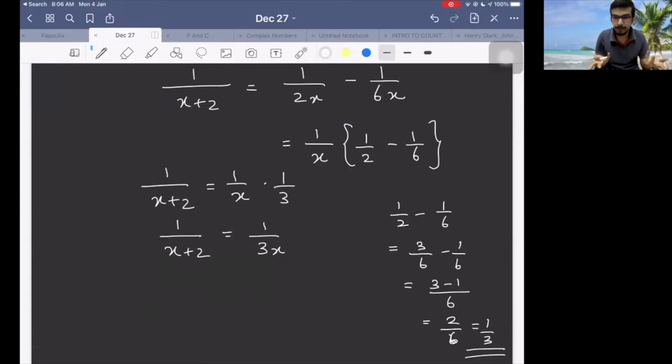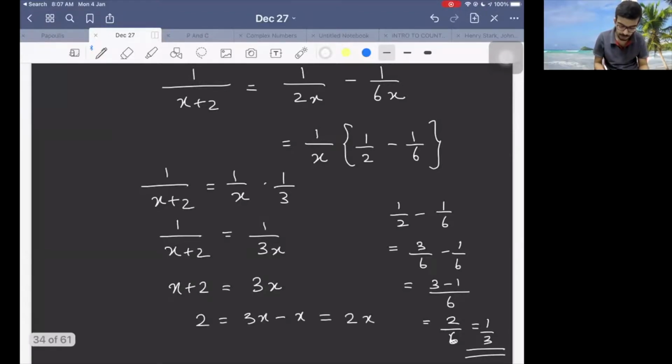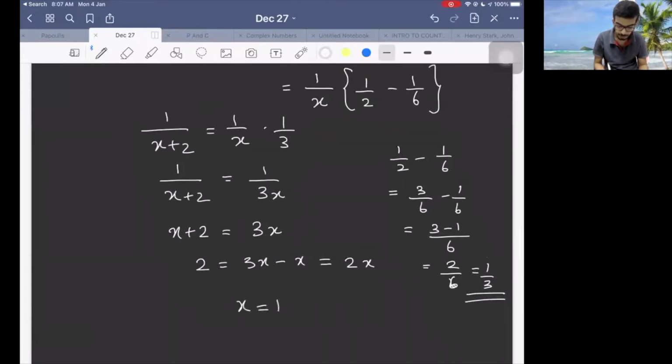Now you just cross multiply or simply take reciprocals on both sides. So we have x plus 2 is equal to 3x. So we have 2 is equal to 3x minus x. So we have 2x, and your x value comes out to be 1.